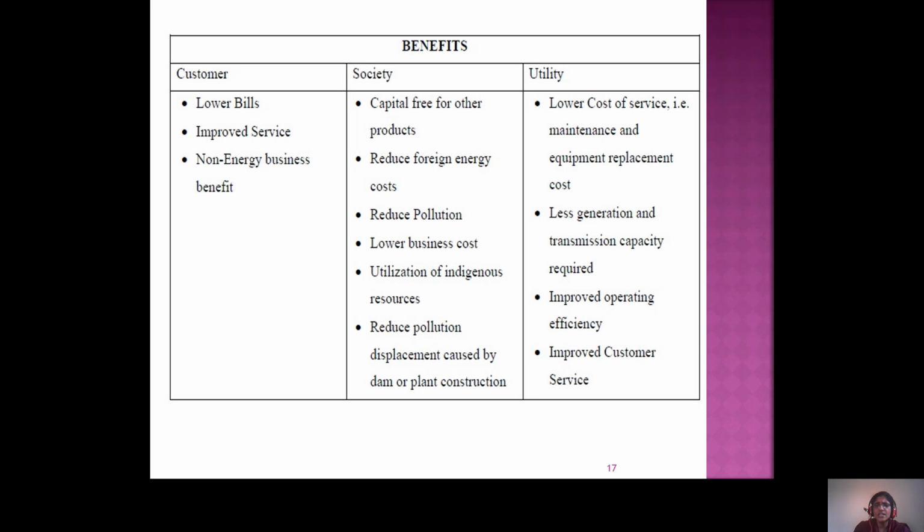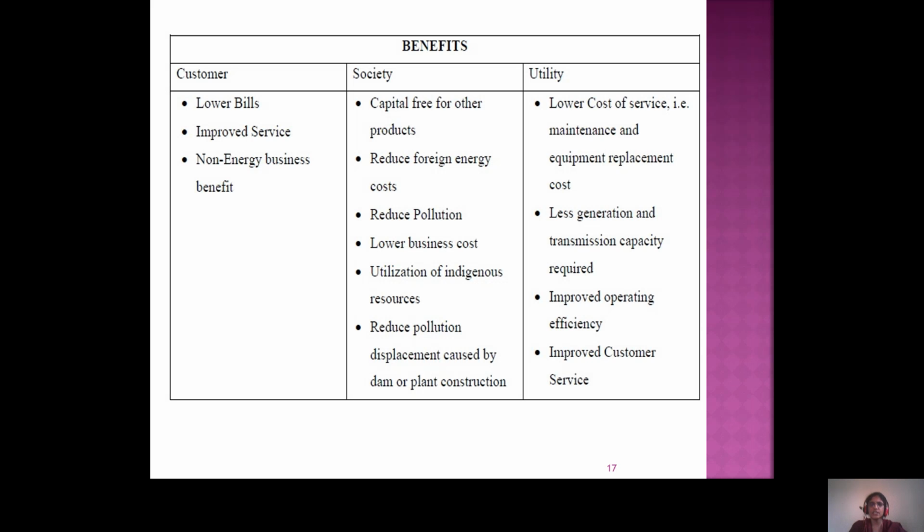When you take the society point of view, it is capital free for other products, reduced foreign energy cost, reduced pollution, lower business cost, utilization of indigenous resources, and reduced pollution displacement caused by dam or plant construction.